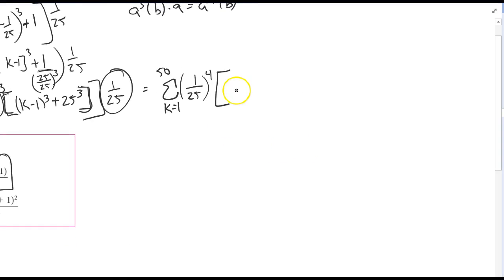Then I have k minus 1 cubed, and if I expand that, that would be k cubed minus 3k squared plus 3k minus 1. And then I have, sorry, oops, minus 1 plus the 25 cubed.